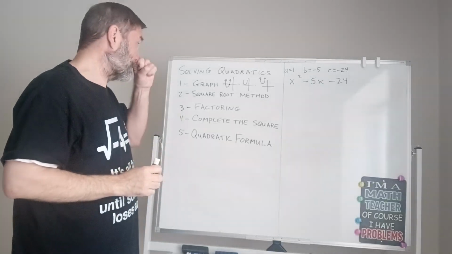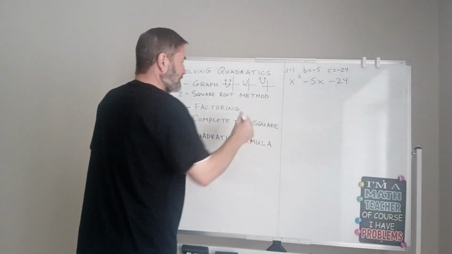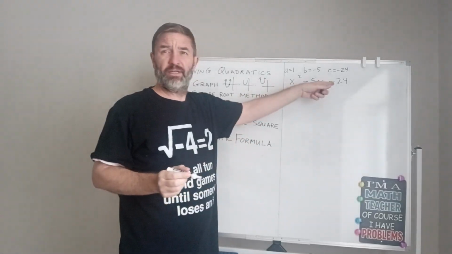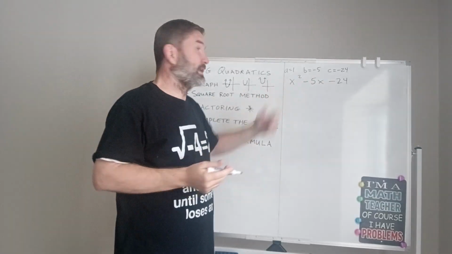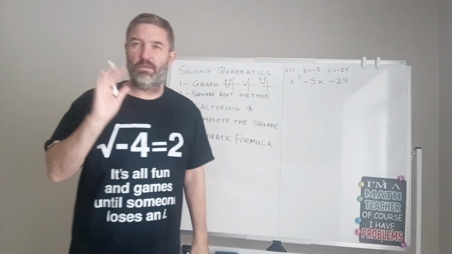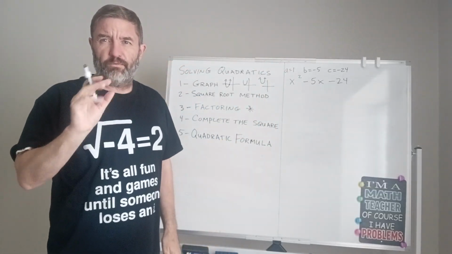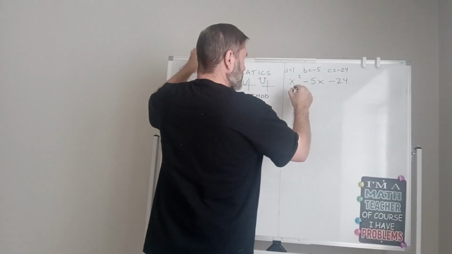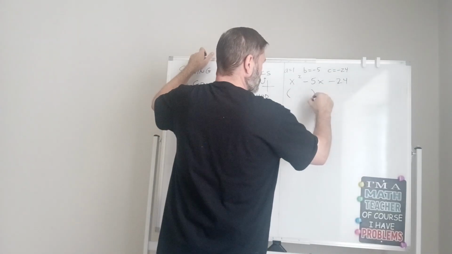Now, we're going to go over factoring a little bit. That's what I want to focus on. So here we have x squared minus 5x minus 24. You're looking at that. Where do I even start? Good question. First, you need to know what this is going to break down to. When trinomials factor, they factor into 2 binomials.